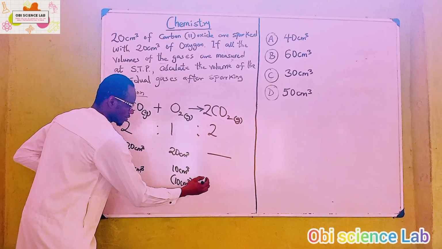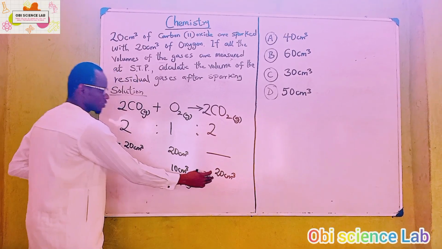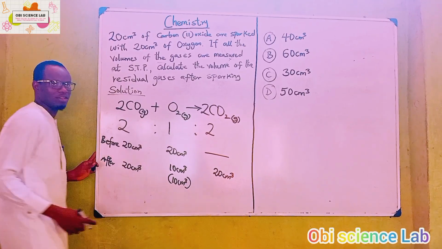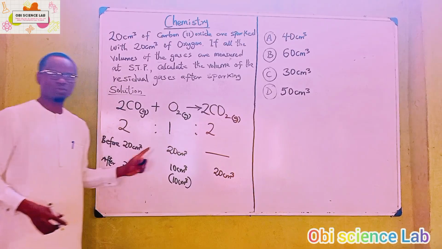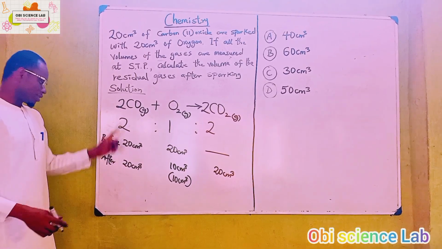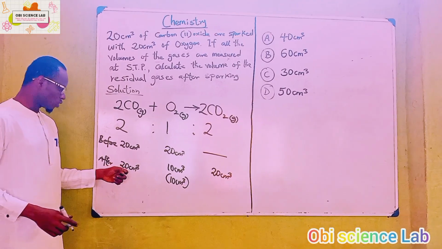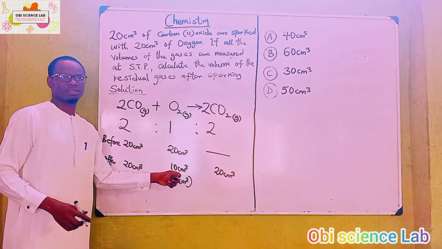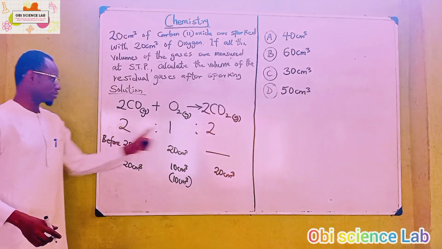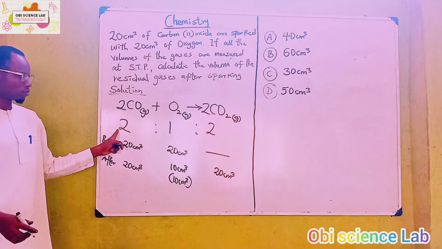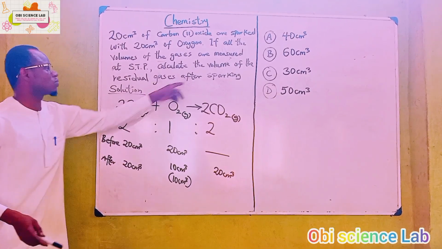While on the product side, we will have 20 cm cube. Why do we have 20 cm cube? Because of these 2 moles, telling us that it will have 20 cm cube, because of the 2:1:2 mole ratios. In terms of volume, that volume will maintain that ratio of moles, which is 20 cm cube. This one was half of it, 10 cm cube, and this one will be equal in volume as it is equal in terms of moles. So this is what we have, and the question is asking us to calculate the volume of residual gases.